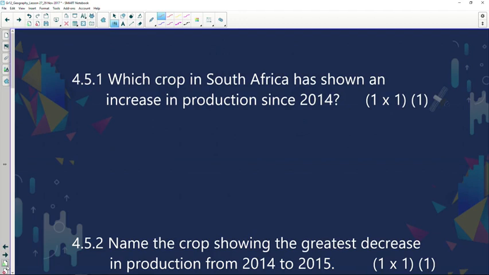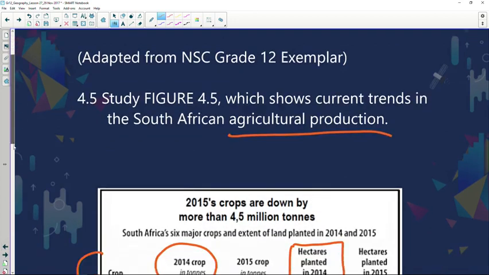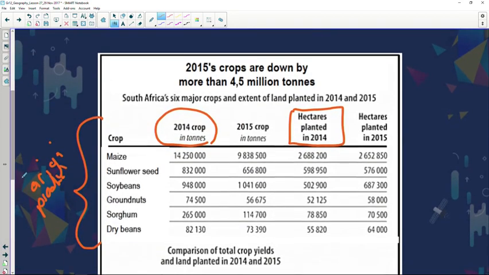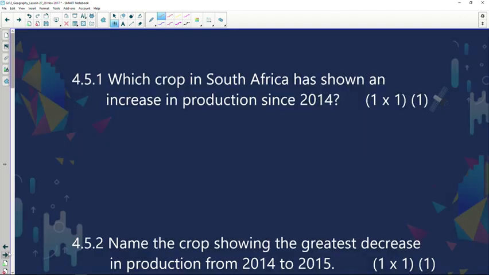Now, if you look at it, which crop in South Africa has shown an increase in production since 2014? So let's go and have a look quickly. The maize has actually dropped. The sunflower has dropped almost by 200,000. The soybeans, there's 948,000 tons and over to 1 million tons. There you go. Soybeans has actually increased.